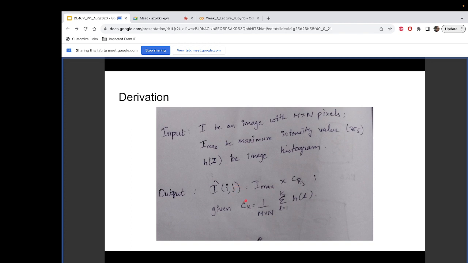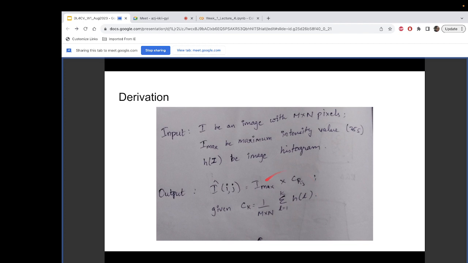Now, you take the image that you want to convert, and this output one, I hat i comma j. You take this Imax and multiply it with C of the original intensity at position i comma j. So you go to this table that you computed for each pixel intensity, pick out the value corresponding to the intensity present at ij of the original image, and simply multiply these two, and what you get is the histogram equalized image.